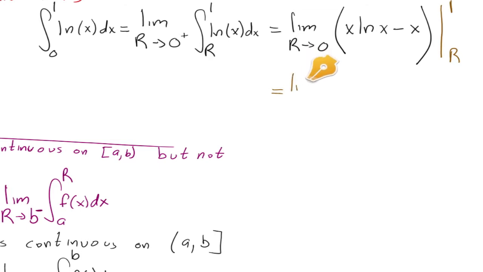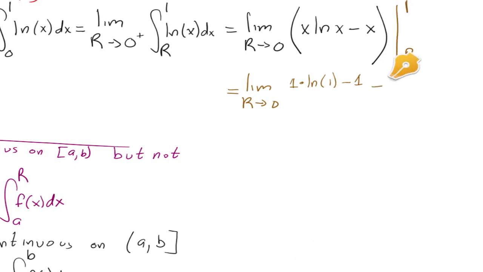Okay, so this is equal to the limit as r goes to 0 of, so we plug in 1, right? So 1 times ln of 1 minus 1, minus r ln of r, minus r, right? No. Where's my mistake? Plus r, right? Because it's minus plug in r, but you have to distribute the negative sign, so this should be a plus. So you gotta be careful with your signs.